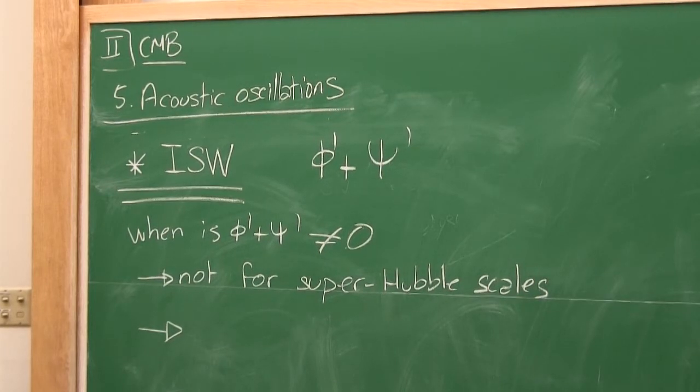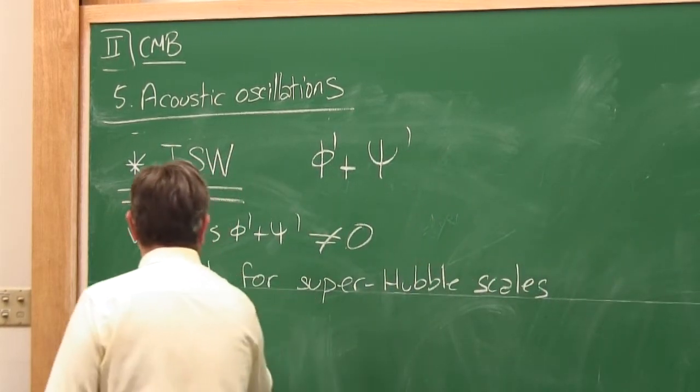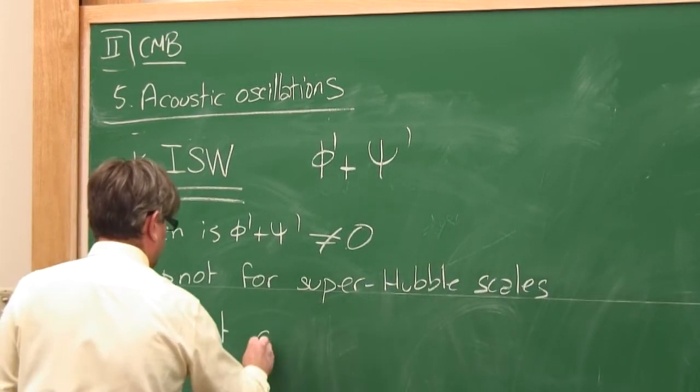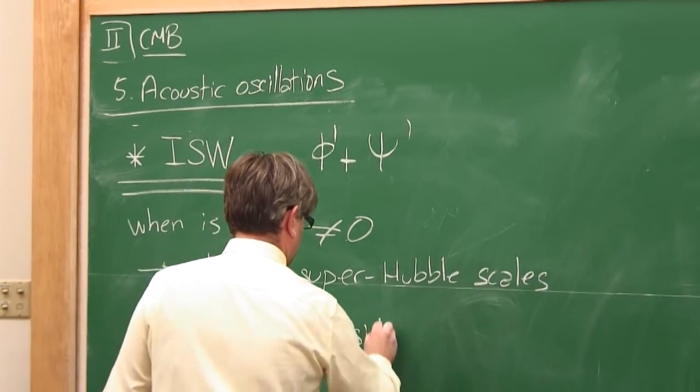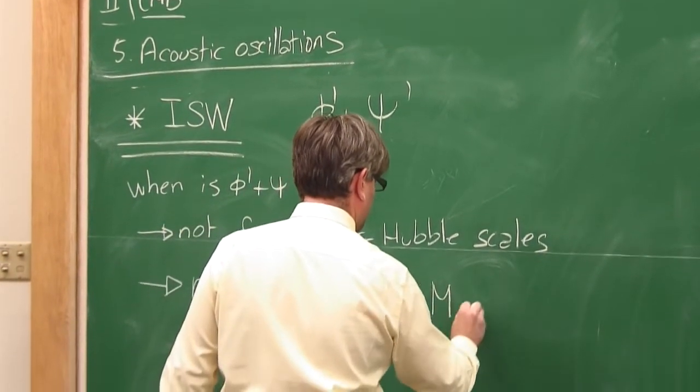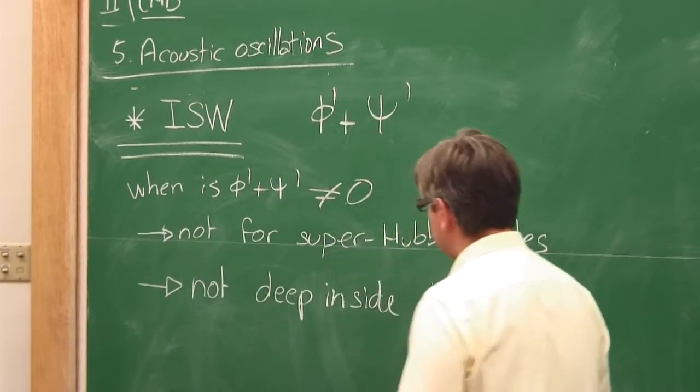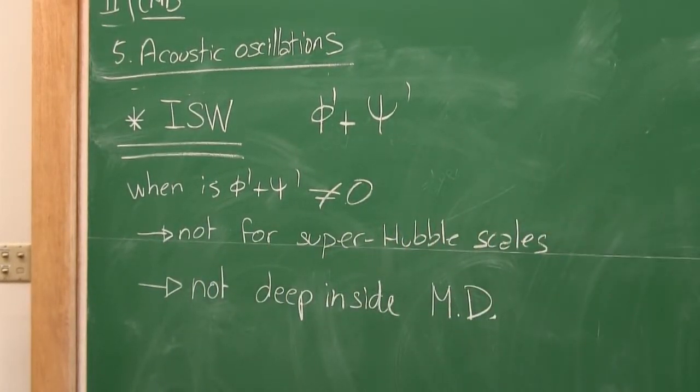Tomorrow we will finish the CMB and start the matter power spectrum, is that they cannot vary, not deep inside matter domination. During the matter-dominated regime, it's trivial to show that phi and psi are also static, even inside the Hubble radius. So what remains?